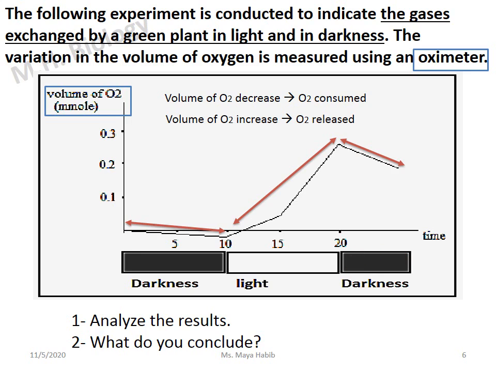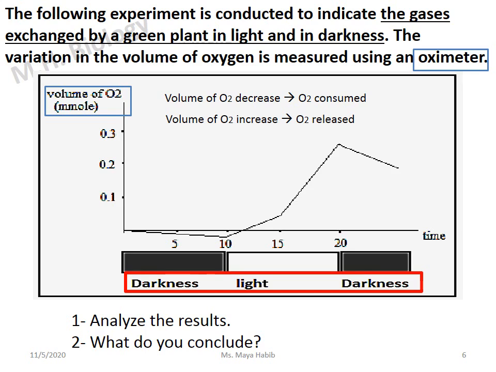Now, before answering the questions according to the Lebanese curriculum, let us think about the variable factor. In this experiment, we have placed the plants in different conditions, which are light and darkness. So, we can say that the variable factor in this experiment is the presence and absence of light. Of course, when we analyze, we have to look at the 3 different phases of the curve.